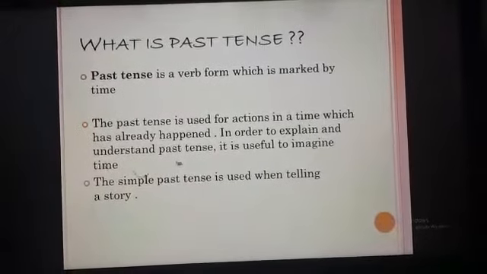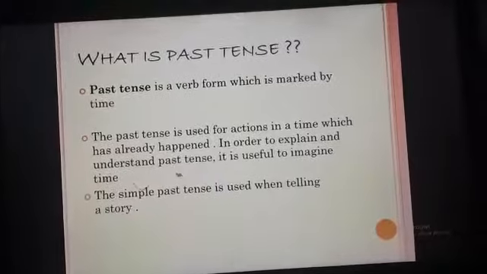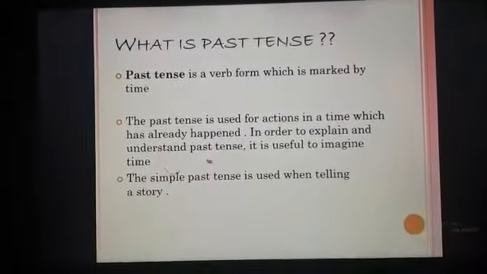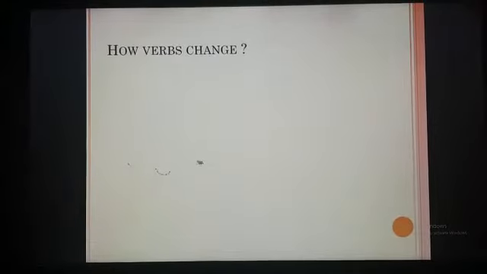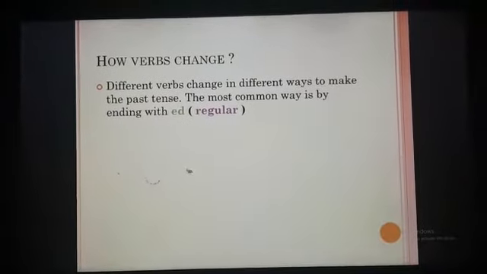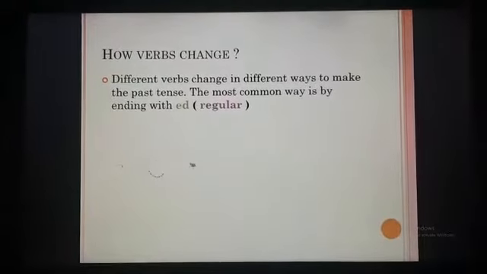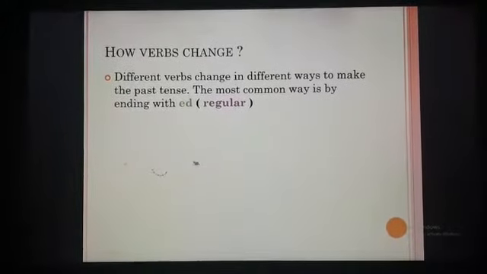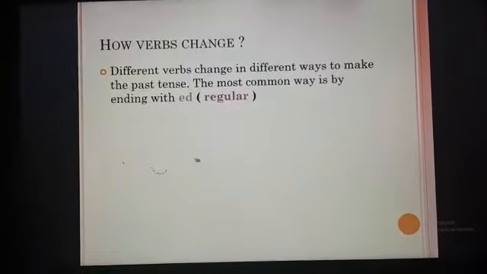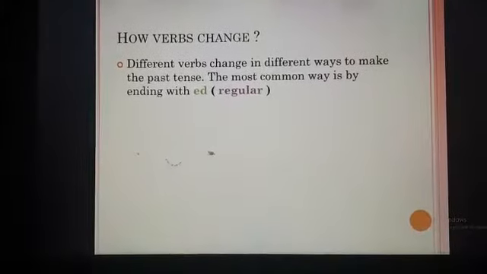The simple past tense is used when telling a story, or when you speak about a past event. How verbs change: different verbs change in different ways to make the past tense. The most common way is by ending with ed, and that's what we call regular verbs. So most of the verbs end with ed, and it's so common.